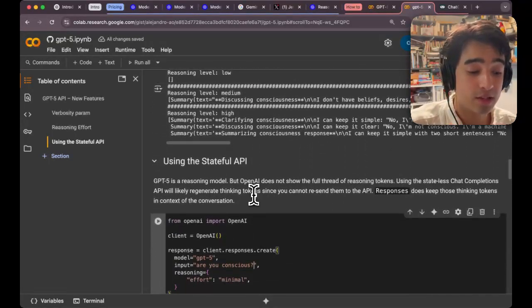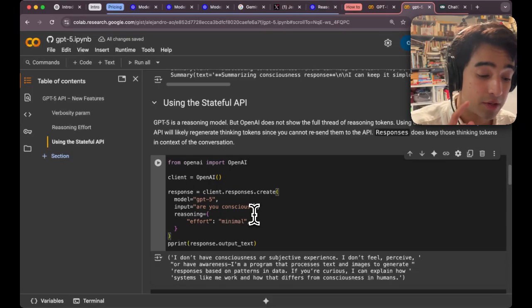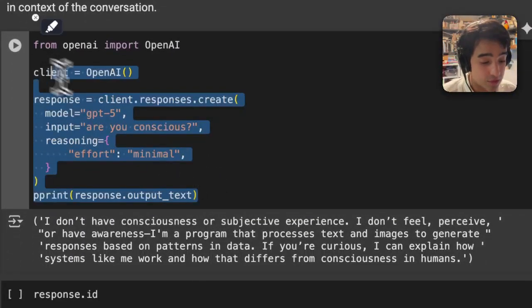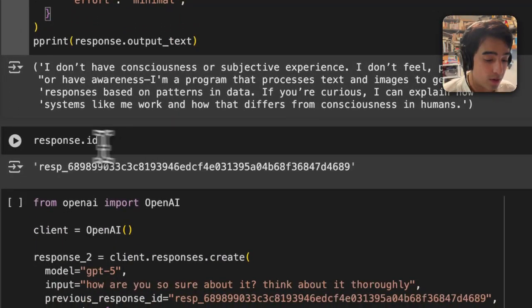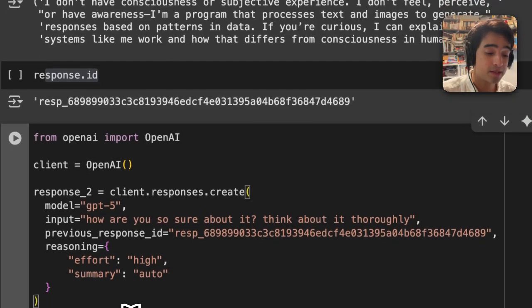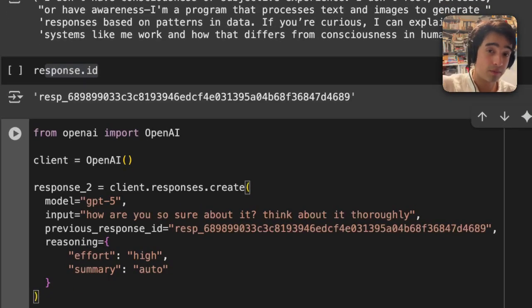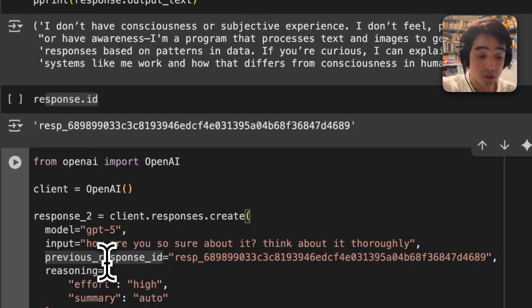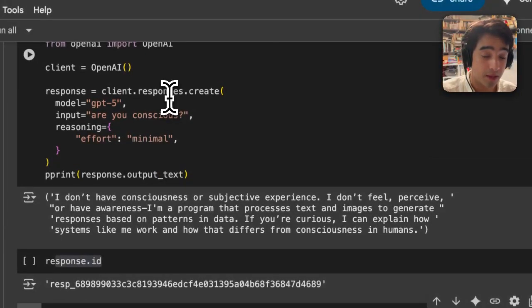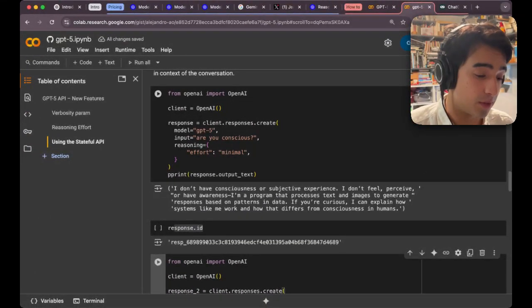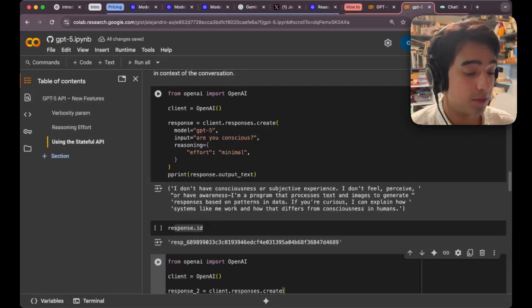That is not the case with the Responses API, because if you use the Responses API, you can ask a first question and then ask a second question with the previous response ID as parameter right here. And that means that it's going to keep track of the conversation by itself. And that also means that this one right here is going to consider the chain of thought tokens from this previous query.